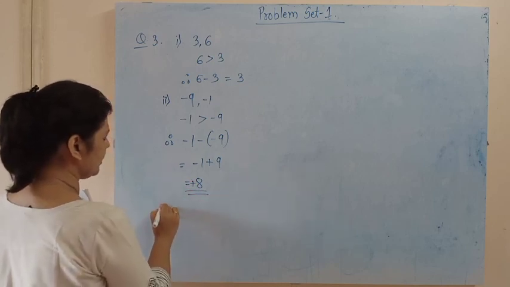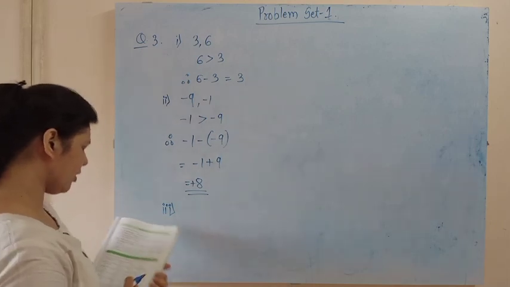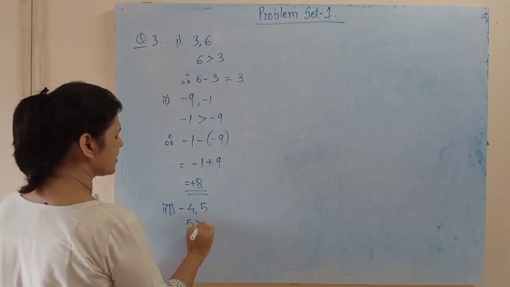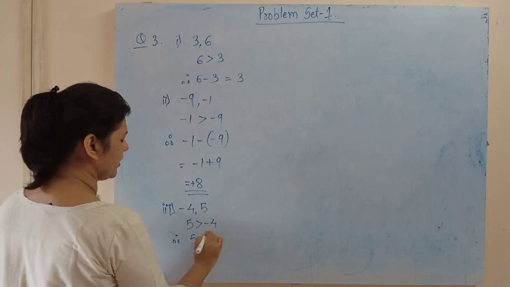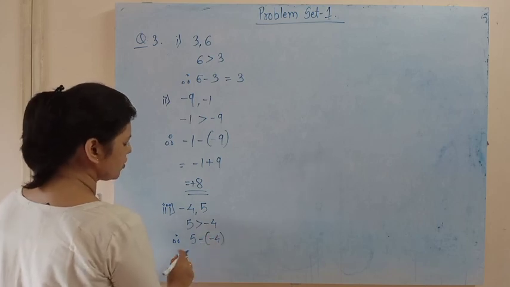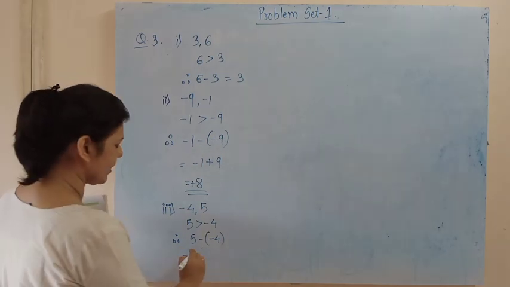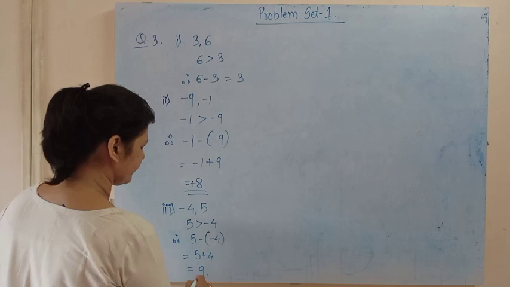Okay. So here third question, see the third question. -4 and 5. 5 is greater than -4. Therefore 5 minus -4. So you have to subtract the smaller number from bigger number. So 5 plus 4 is equal to 9.